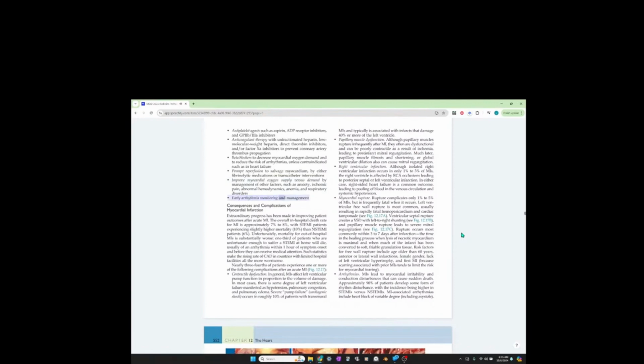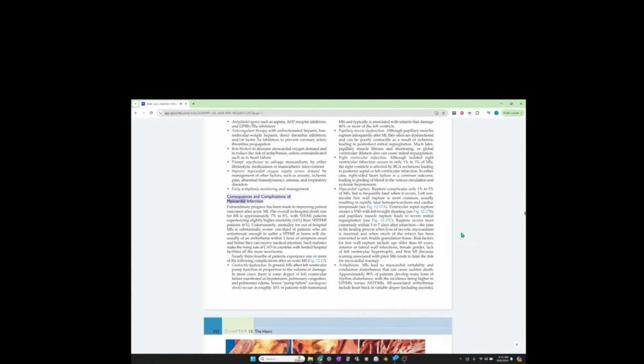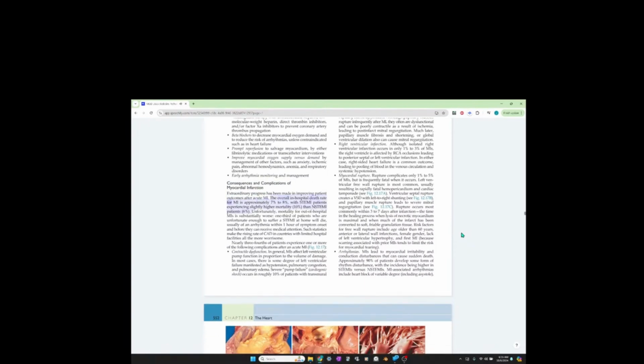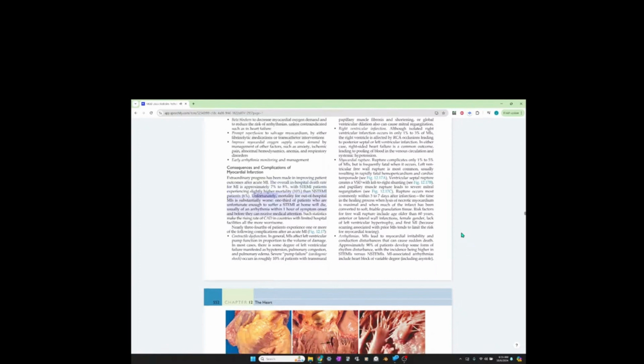Consequences and complications of myocardial infarction. Extraordinary progress has been made in improving patient outcomes after acute MI. The overall in-hospital death rate for MI is approximately 7% to 8%, with STEMI patients experiencing slightly higher mortality than NSTEMI patients. Unfortunately, mortality for out-of-hospital MIs is substantially worse.